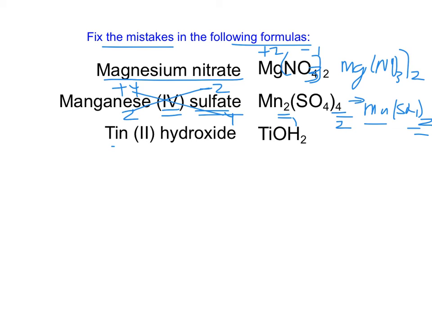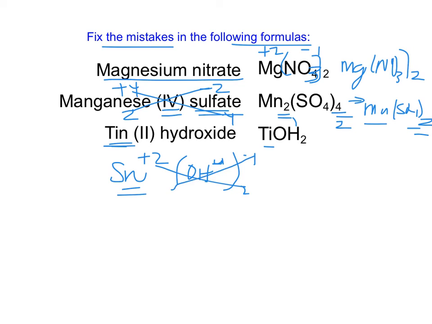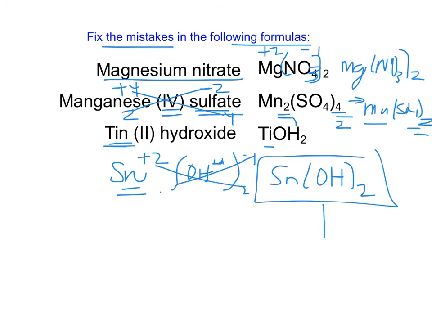And then tin 2 hydroxide. Well, tin is our most missed element, it seems like, which is Sn. It's a sin to forget tin. Tin 2. Hydroxide's -1. Oh, I'm going to put -1 on the outside. A great example, hydroxide, for whatever reason, y'all forget to put parentheses around hydroxide.